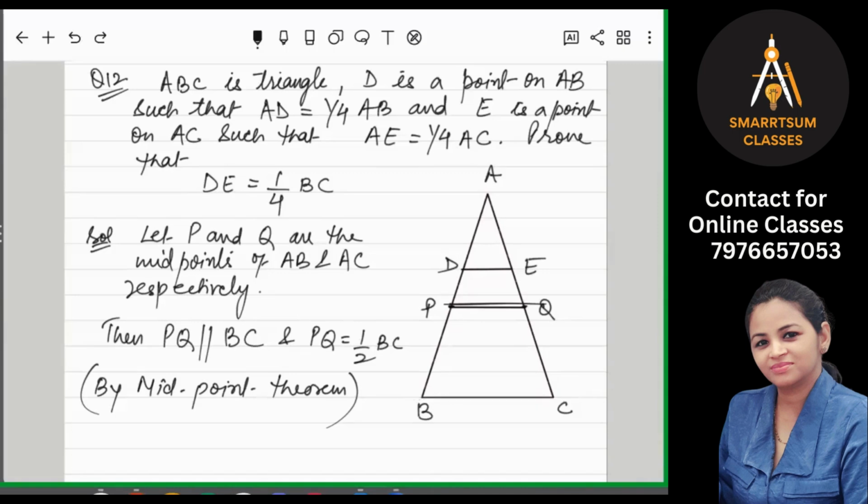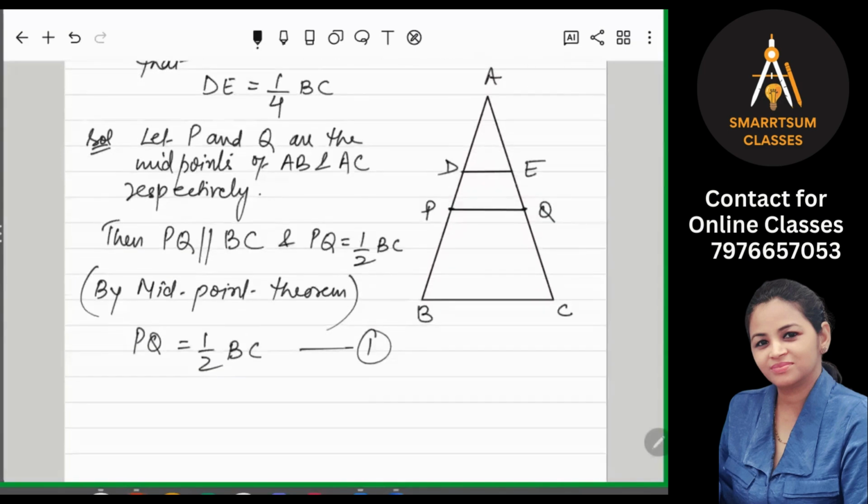So this is our midpoint theorem. By midpoint theorem, we have written that PQ is equal to half of BC. This is, suppose, our equation number 1. Now, look at the triangle APQ. In triangle APQ, this is the smaller one, the upper one.